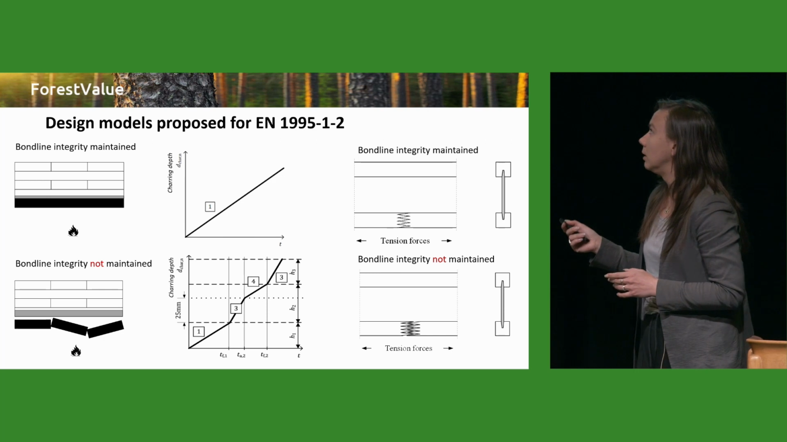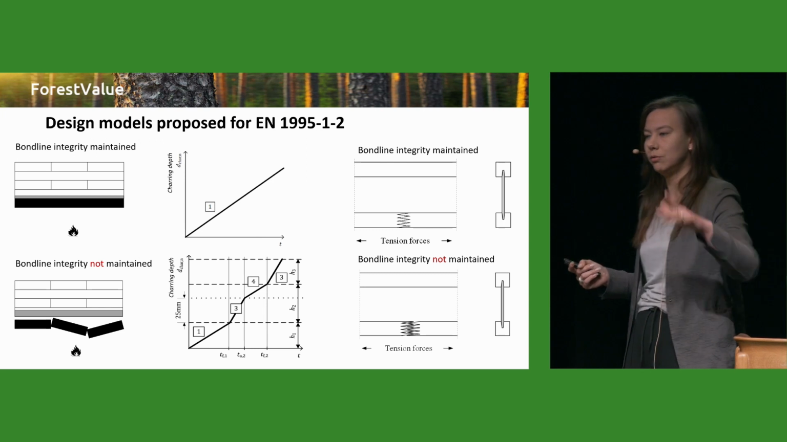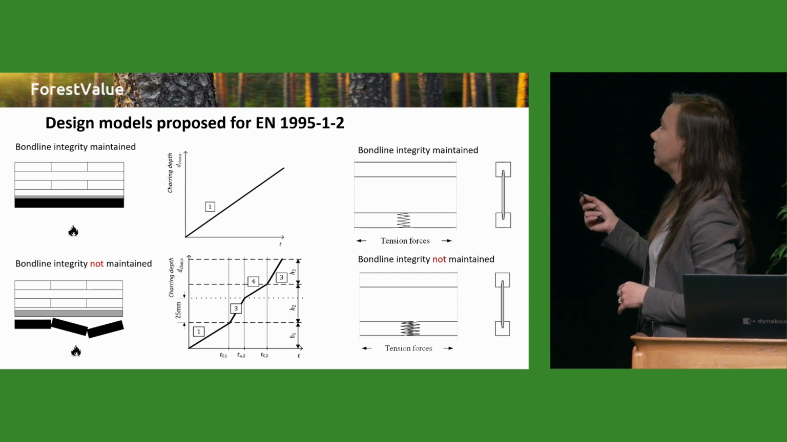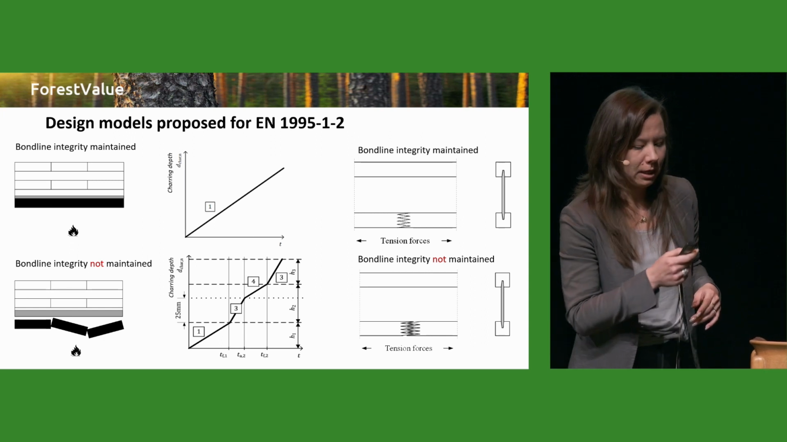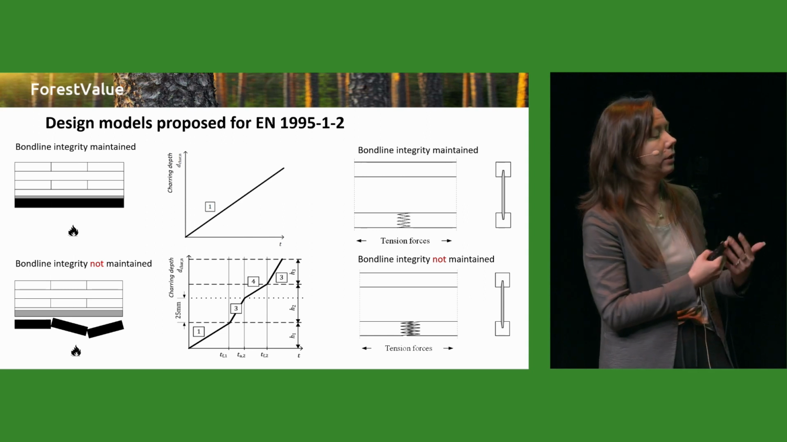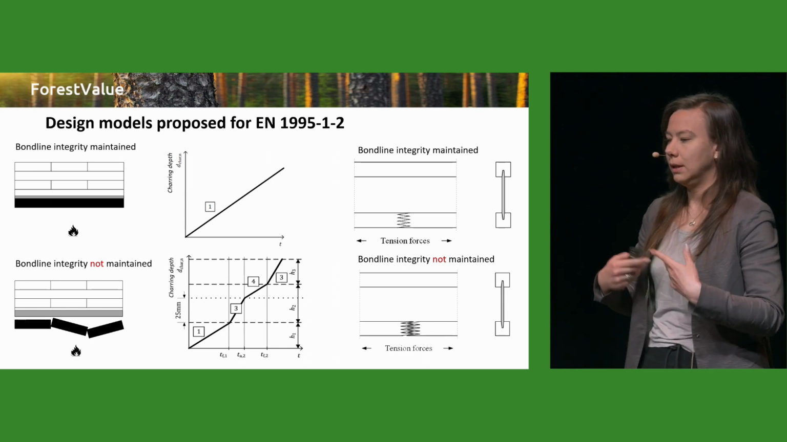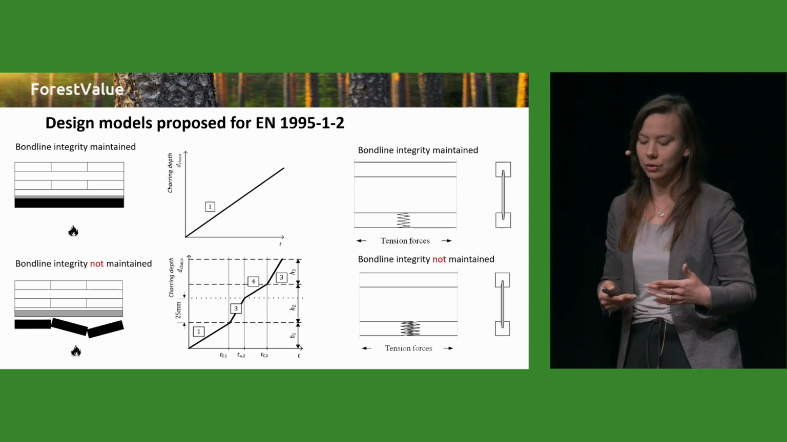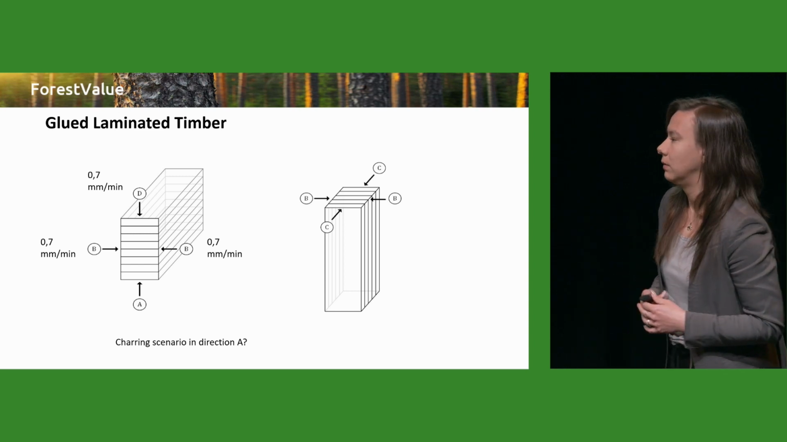The second is where the bond line integrity is not maintained, so that means that the protective char layer will crumble off, and then we have to consider in our calculation of char depth something called the step model. And this is also similar for I-joists. So if it is not maintained, then we have to increase the zero strength layer depth. And that means that we will have a shorter fire resistance time, or less load-bearing resistance in fire.